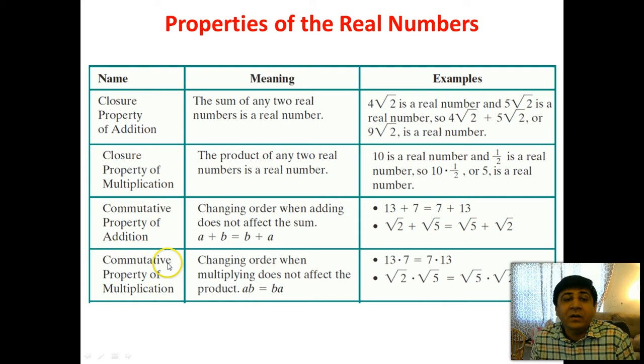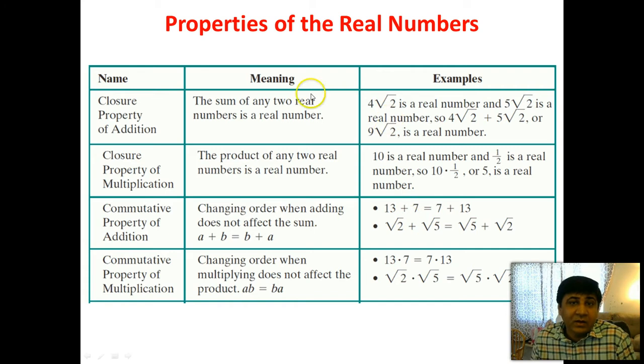Now we have a similar commutative property for multiplication. If you want to multiply 4 times 2 or 2 times 4, it does not matter. Each will give you the same result. So this kind of property is called the commutative property of multiplication. An example is here. If you multiply 7 times 13, that's 91, or 13 times 7, same thing. It does not matter.